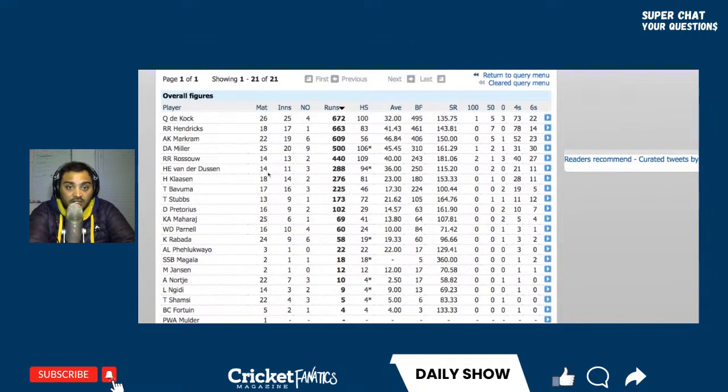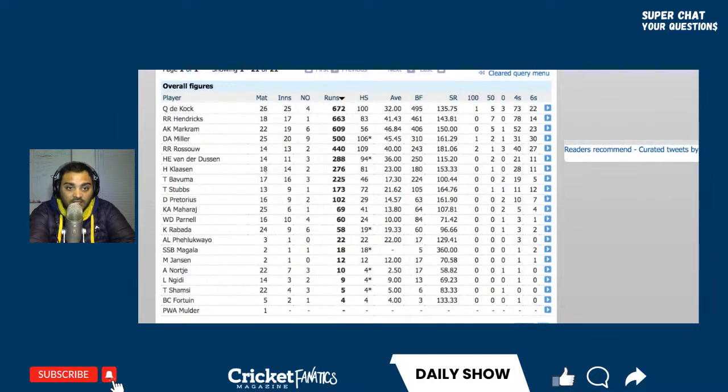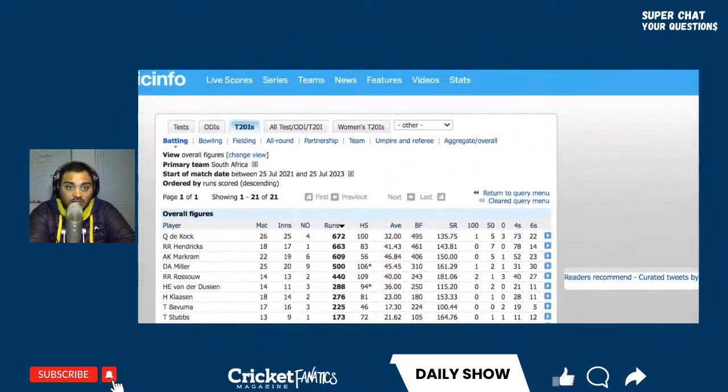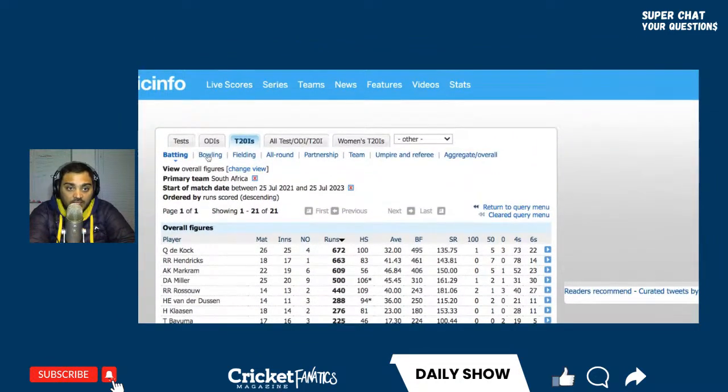Then it's Rassie van der Dussen, 288, 36 average, only 115.20 strike rate, and 250s under his name. Then Heine Klaassen, 18 matches, 276 runs, an average of 23, a strike rate around 153, and 150. Then it's Temba Bavuma, Tristan Stubbs, Dwayne Pretorius, Maharaj, and the bowlers, etc., that are on this list. So that's over the last 2 years when it comes to the batters.